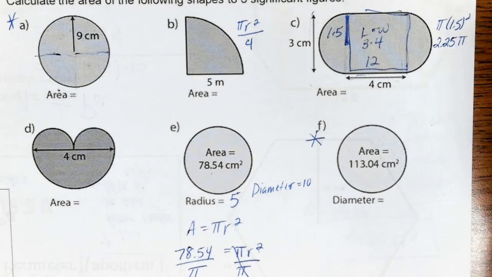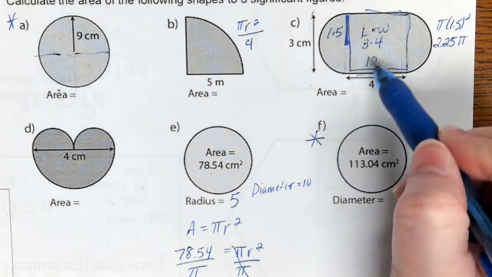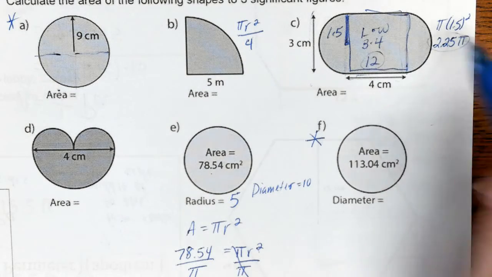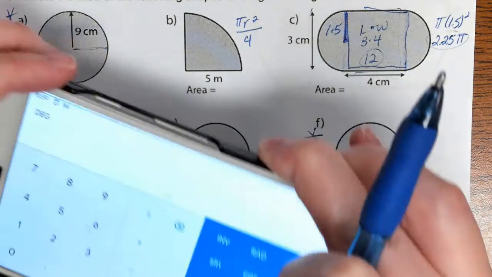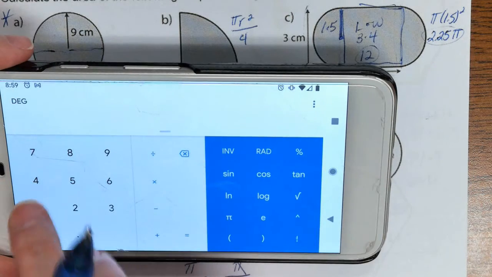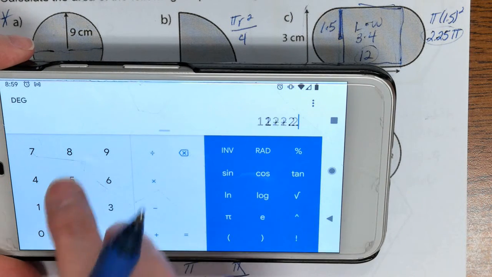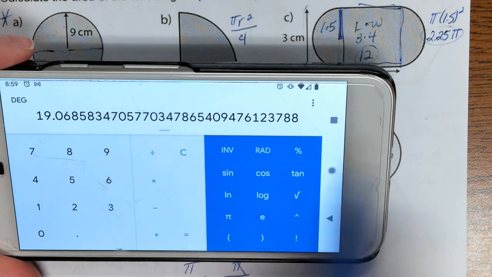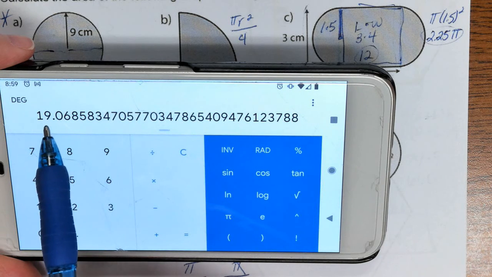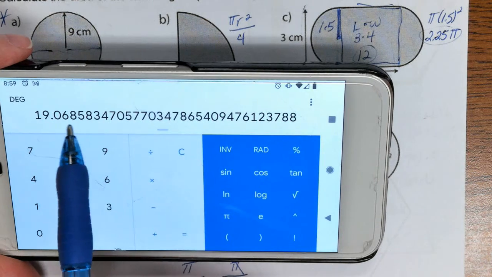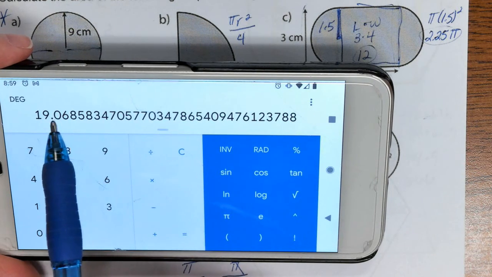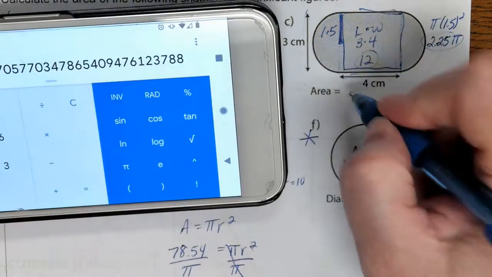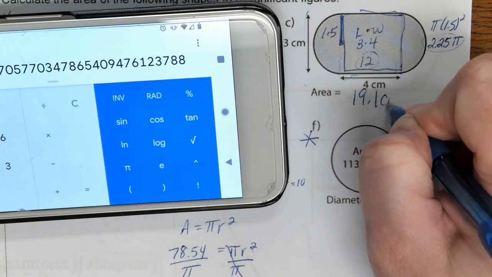Okay, so he said that was 2.25. But we still have that pi. Okay, so at this point we have 12 for this part, and we have 2.25 pi for this part. We just put those together. So we got 12 plus 2.25 pi, and that's 19.1. I know it says 0, but that 6 would round us up, wouldn't it? So we got 19.1 centimeters squared.